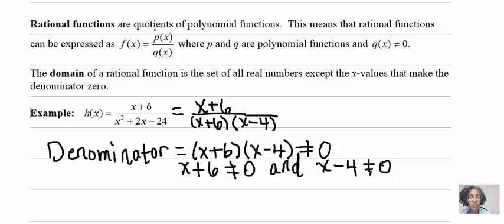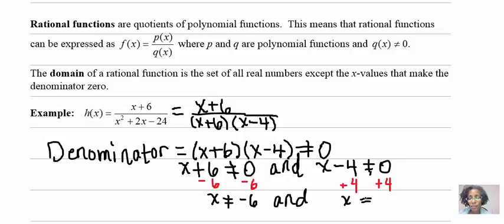So that gives me two inequalities. I'm going to solve the first one by adding a negative 6 to both sides of the inequality. I'm going to solve the second one by adding 4 to both sides of the inequality. So x can't be negative 6. And in addition to that, x can't be 4.